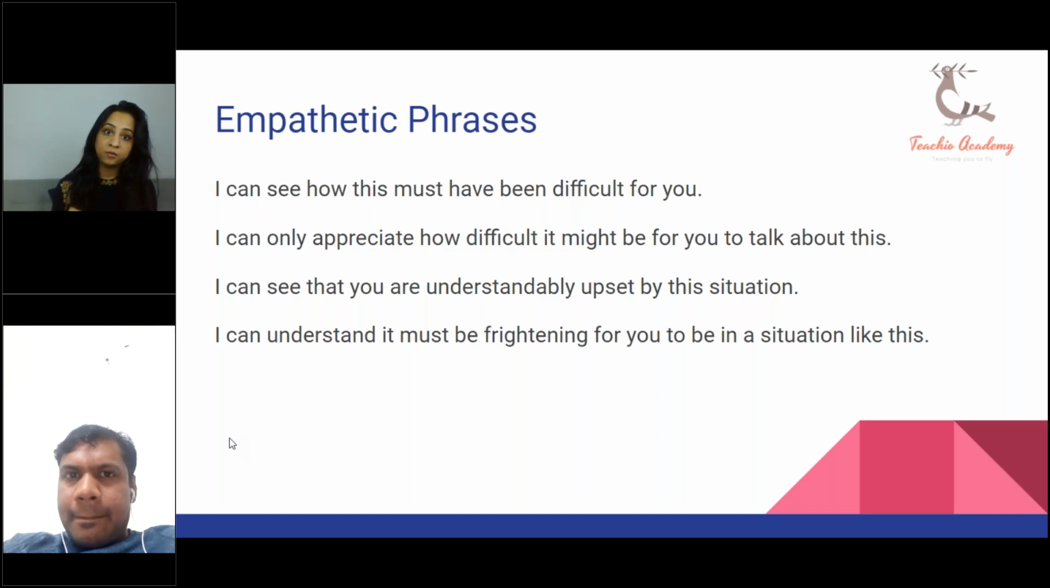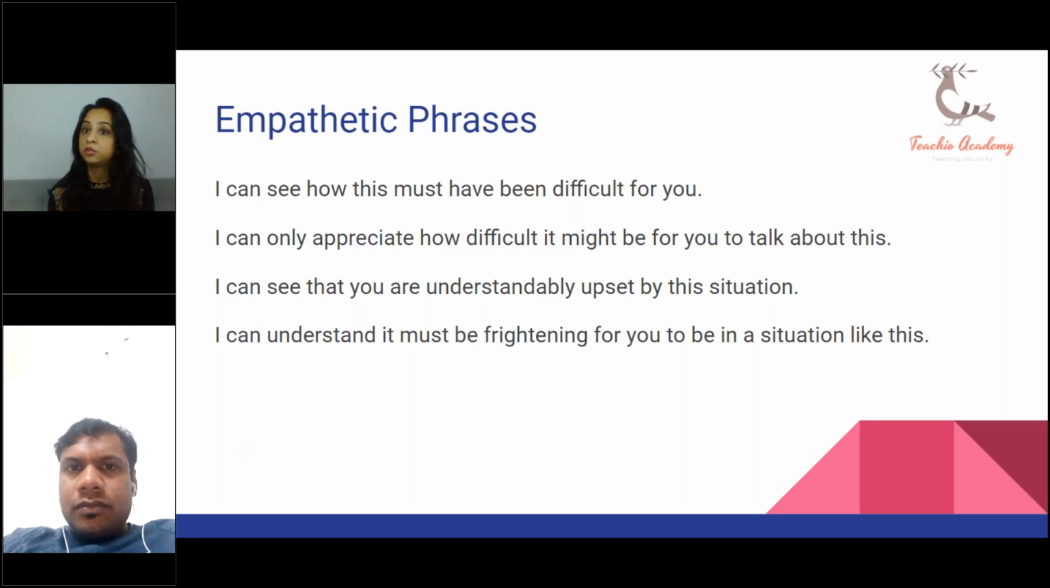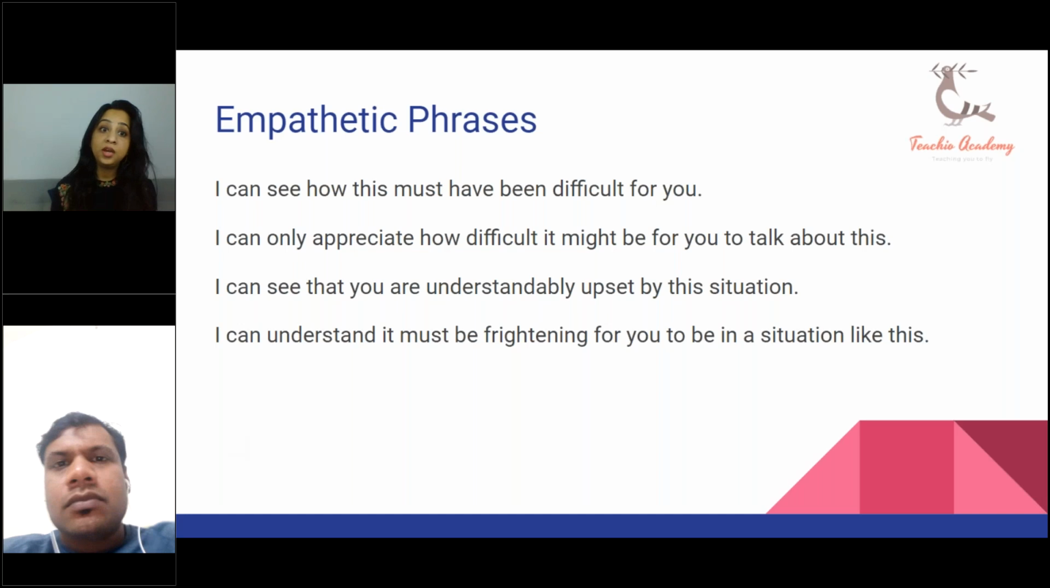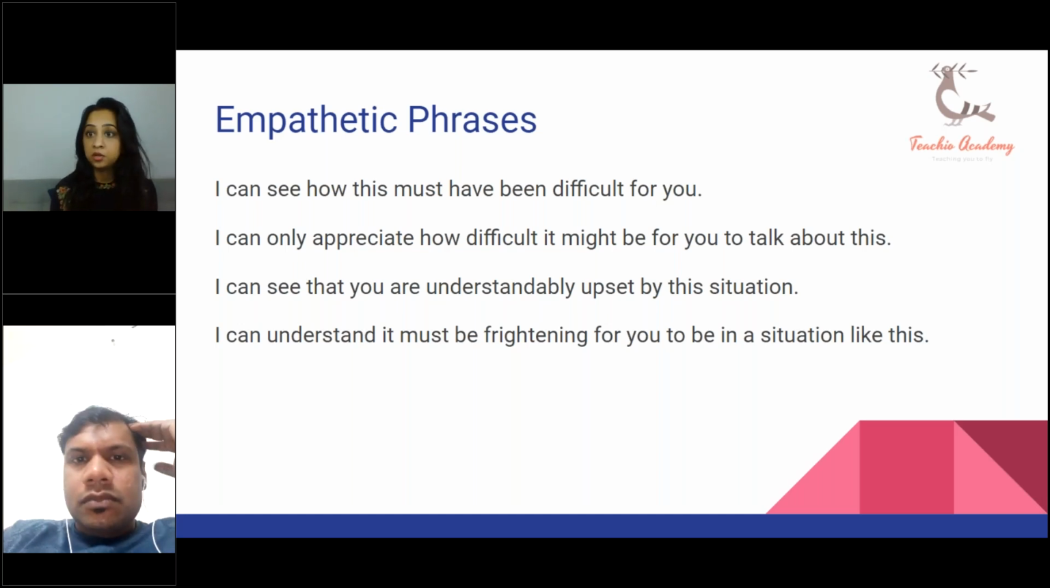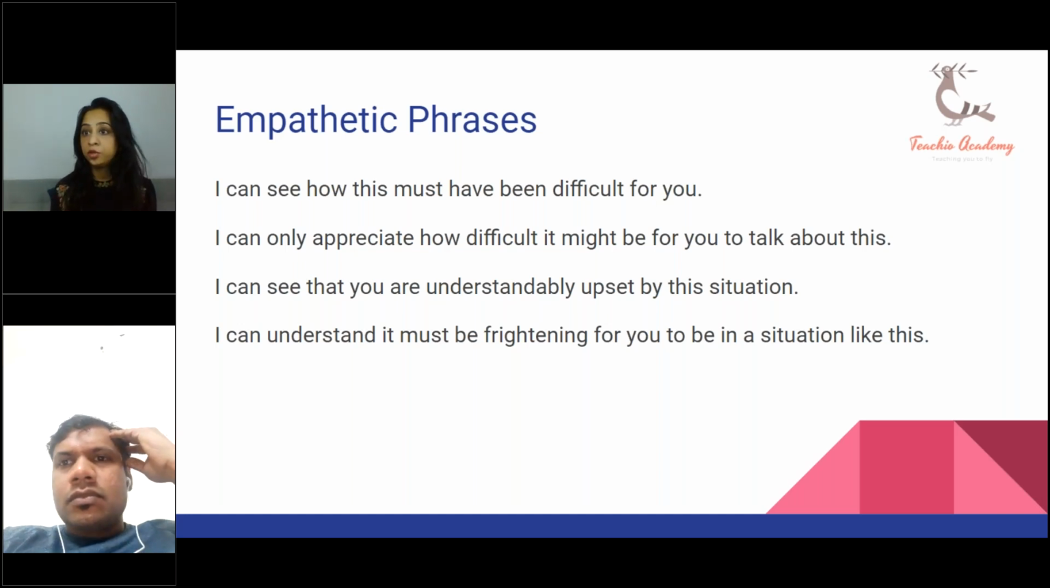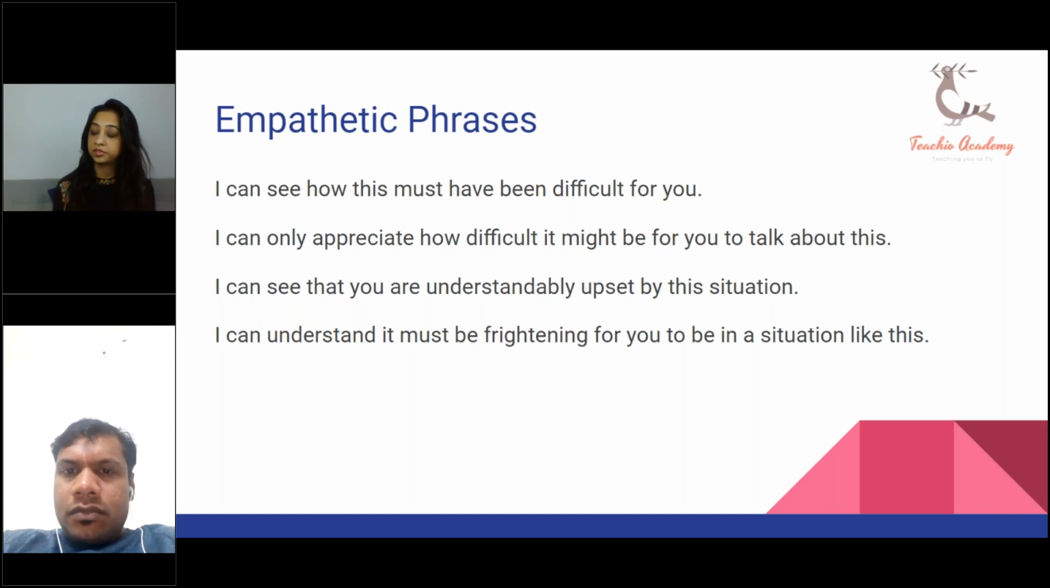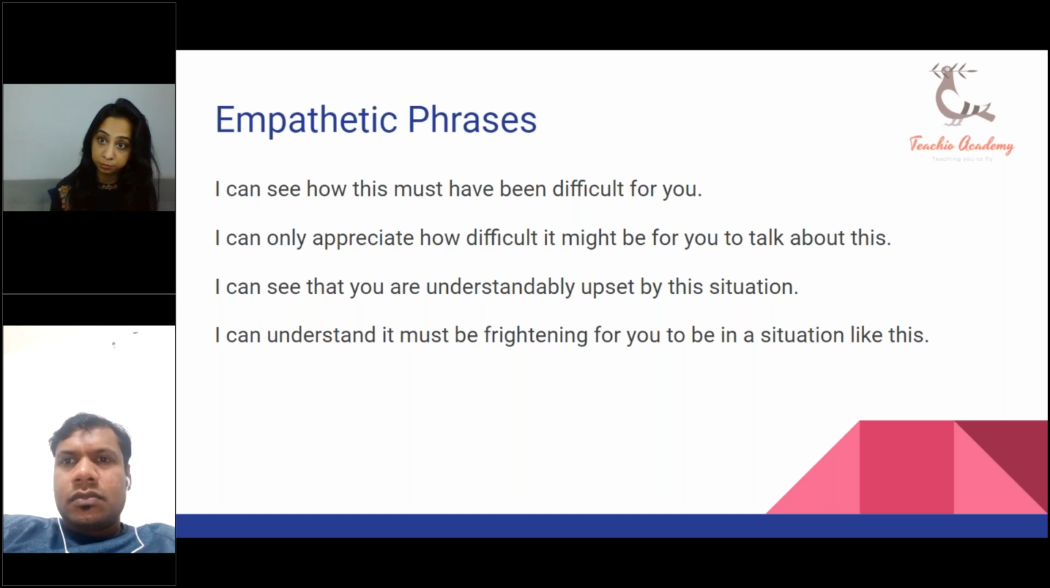Use words like, "I can see how this must have been difficult for you." "I can only appreciate how difficult it might be for you to talk about this." These can be used if a patient has a difficult diagnosis, like cancer, or you have breaking bad news, or they've got a mental health problem.